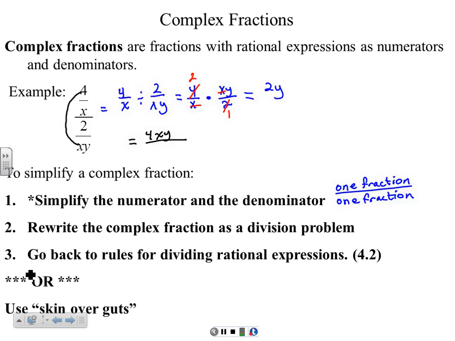And then over guts, the guts are going to be the inside two expressions. So x times 2 is going to be 2x. And now from here, what you're going to do is reduce. So 2 will go into itself 1 time, 2 will go into 4 2 times. The x's will cancel out, and you can see that you're going to get 2y again. So you can either do what we did in 4.2, which is write it as a division problem, keep, change, flip, reduce, and multiply straight across, or you can try the skin over guts.